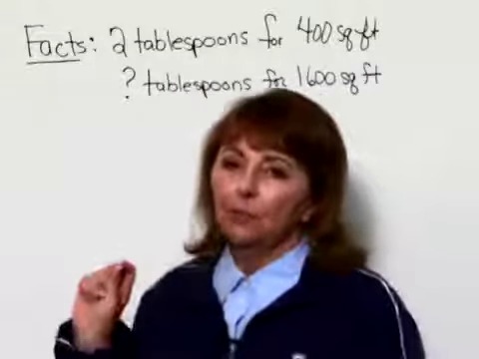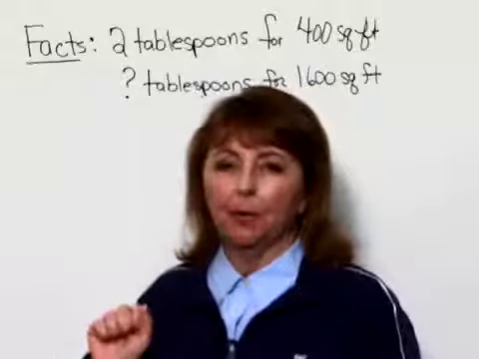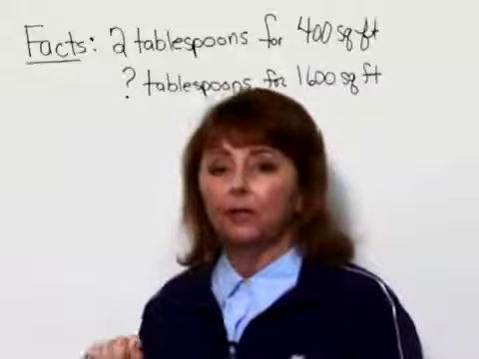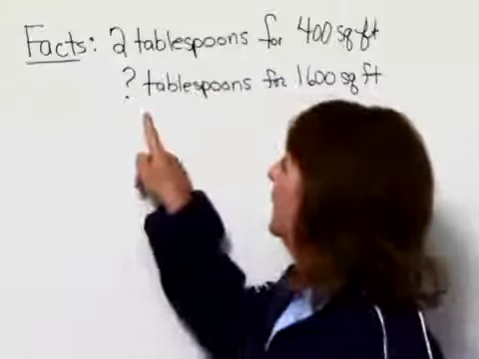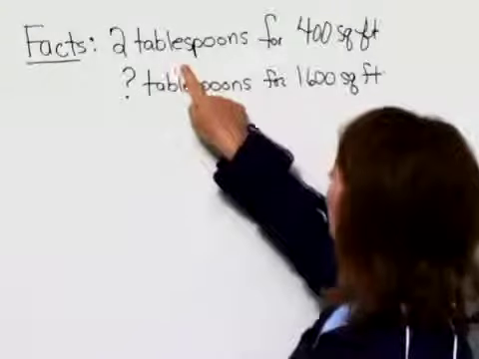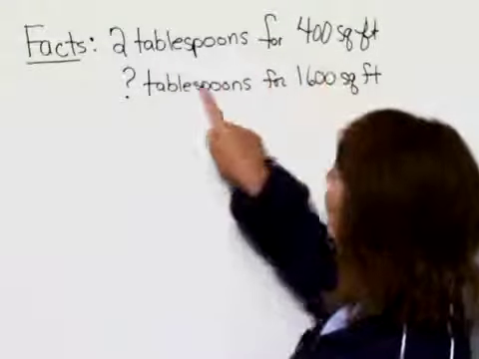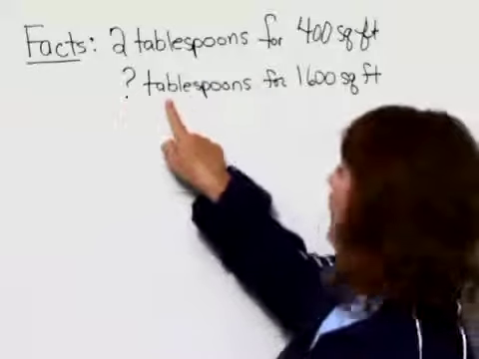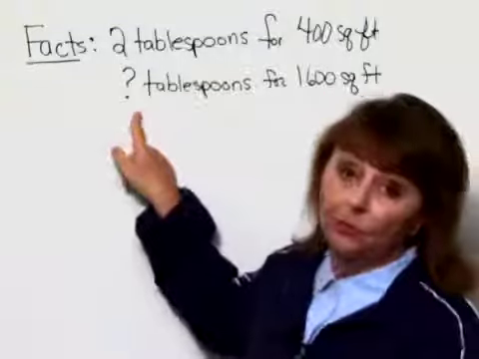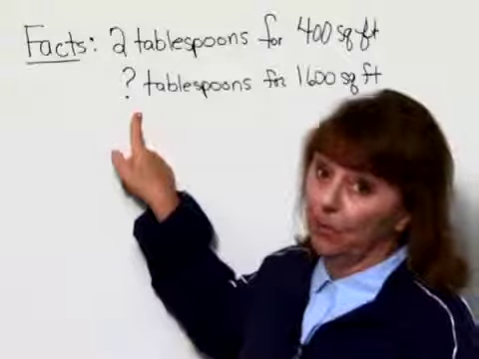The first time you read the problem, you're reading it just to see what the problem's about. Then you need to read it a second time so you can understand it. To understand the problem, you should write down the important facts. From this word problem we have 2 tablespoons for 400 square feet. We don't know how many tablespoons we need for 1,600 square feet. So what we're asked to do is find out how many tablespoons we need.